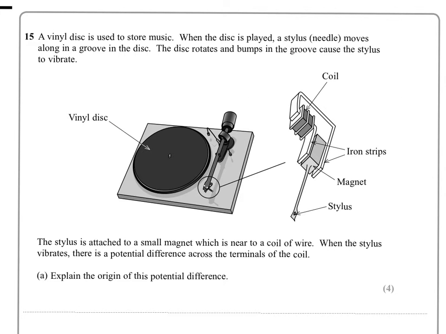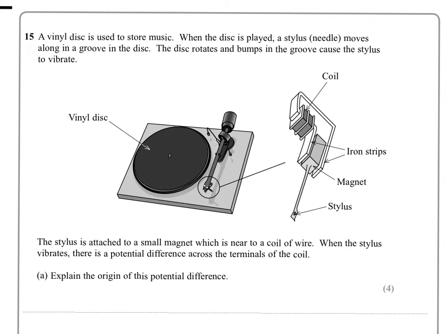Question 15. A vinyl disc is used to store music. When the disc is played, a stylus (needle) moves along in a groove in the disc. The disc rotates and bumps in the groove cause the stylus to vibrate. The stylus is attached to a small magnet which is near a coil of wire. When the stylus vibrates, there's a potential difference across the terminals of the coil. Explain the origin of this potential difference.